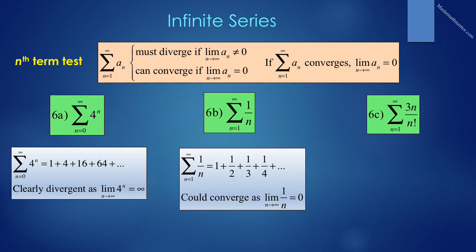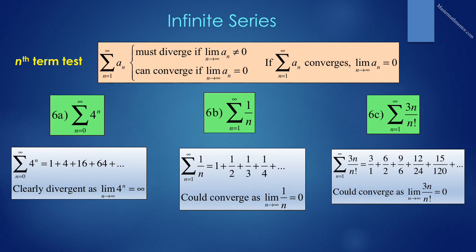6b reads summation n equals 1 to infinity of 1 over n. Our series is 1 plus 1/2 plus 1/3 plus 1/4, etc. Our nth term test says that this could converge as the limit as n approaches infinity of 1 over n is equal to 0. Do not trust your instincts with problems like this. A typical reaction is we are adding smaller and smaller numbers, and therefore this series must converge. In fact, it doesn't, as we will see in the next video.